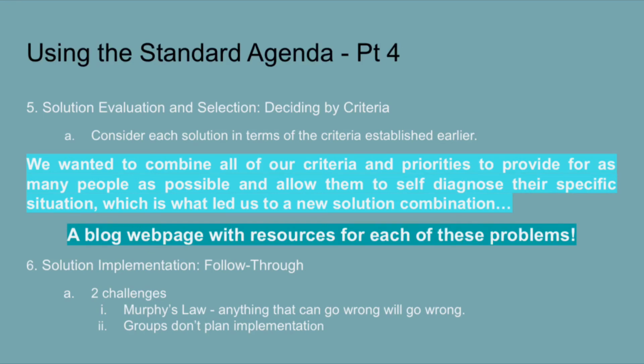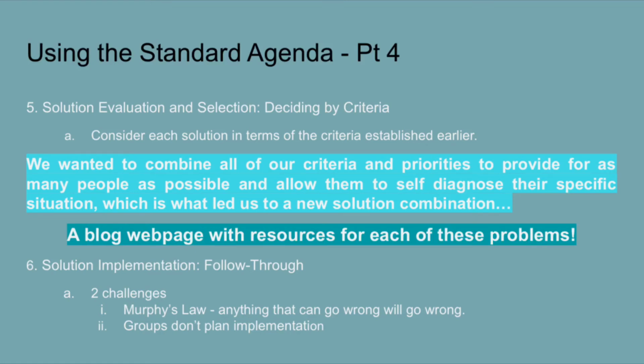And to briefly cover the not required step 6 about solution implementation and follow through, like it says in the book, there are 2 challenges that can occur with this. There's Murphy's Law that anything that can go wrong will go wrong. So we have to consider what could go wrong, whether that be copyright infringement, fees that maybe we can't afford, people putting up fake information, people trolling on the website. There are definitely things that could go wrong that would need to be thought of before implementing this.